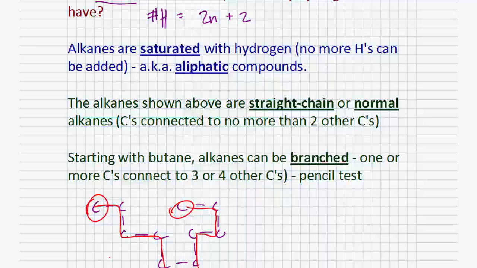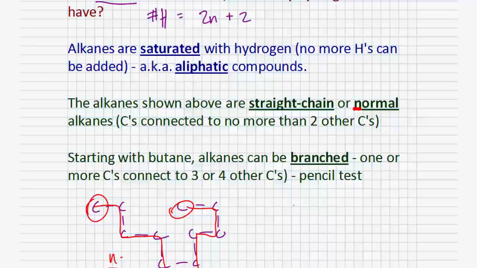That is a straight chain alkane, or an N alkane. We said normal up here. We'll use that abbreviation N in front of a name to mean normal. So if we start with butane, anything butane or longer can be branched. It can have 1 or more carbons that connect to 3 or 4 others.